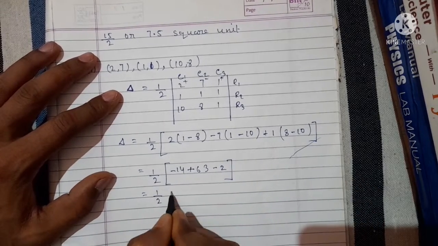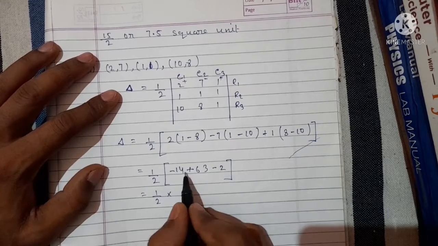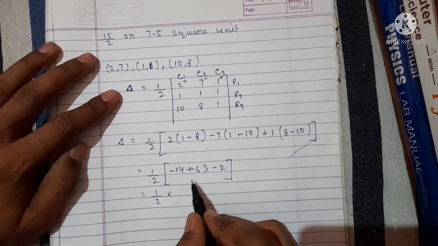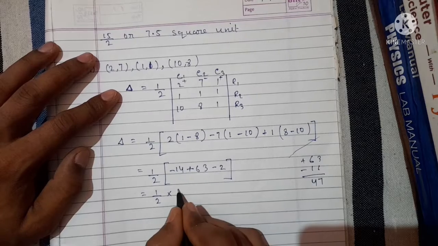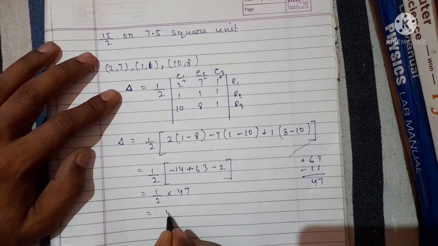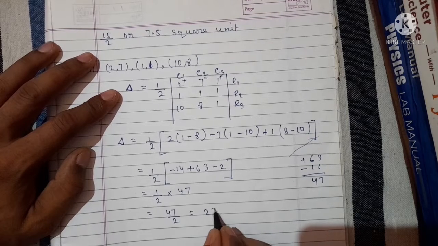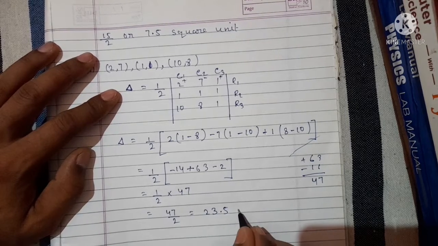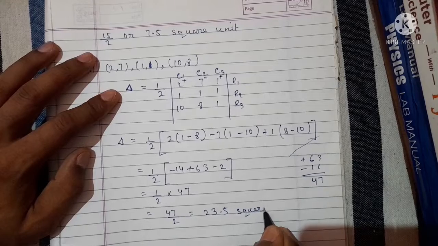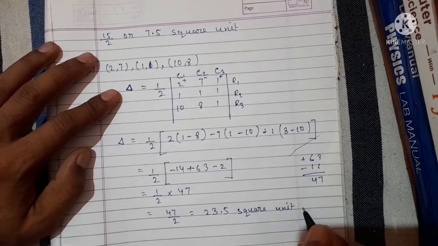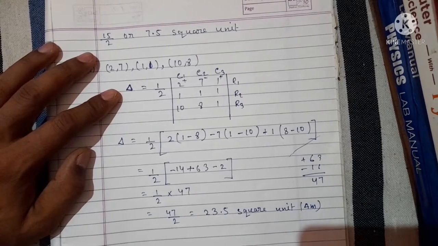Therefore half into minus 14 minus 2 equals minus 16, minus 16 plus 63 equals 47, which is 47 by 2, equals 23.5 square unit. This is the answer, right?